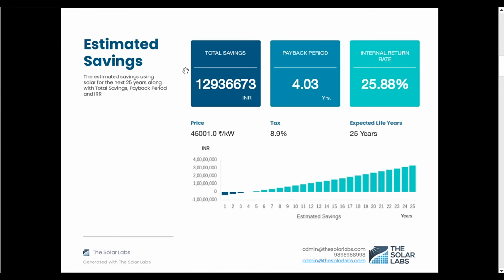The third page provides information about estimated savings and the cost of the system. The savings and IRR are calculated over 25 years. Notice the payback period usually lies between 3 to 5 years, depending on the size of the project and subsidy.